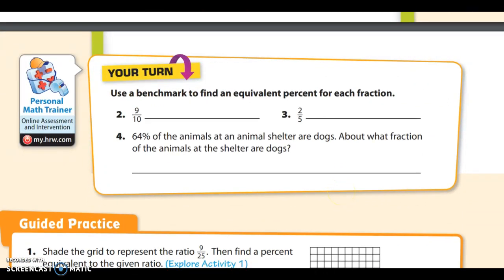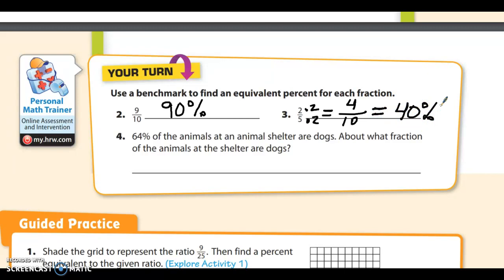It says use a benchmark fraction to find an equivalent percent for each fraction. 9/10 is, well, if 1/10 is 10%, 9/10 would be 90%. And 2/5, that one's not on the benchmark list, but we did memorize it in module 3, I think. We tried to memorize some of these. I want to point out how you can get from 2/5 to a percent. We want to convert that to tenths by doubling it. If you multiply these by 2, what do you get? You get 4/10, and 4 out of 10 would be 40%.